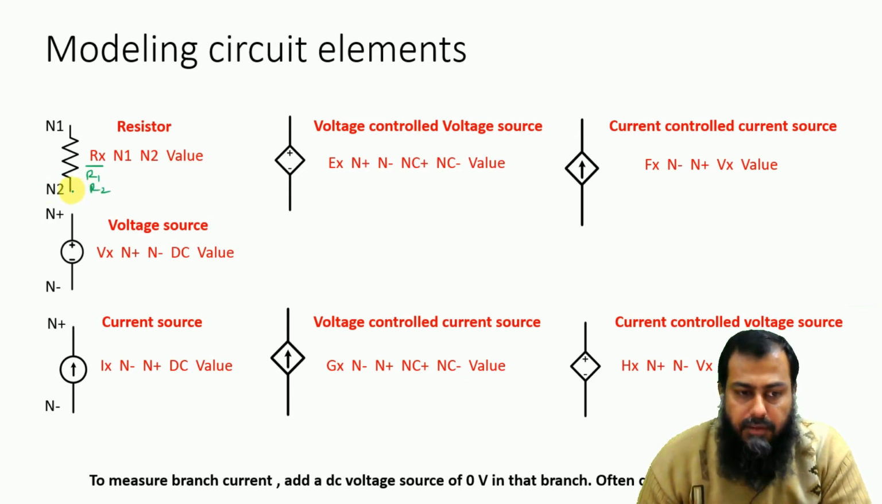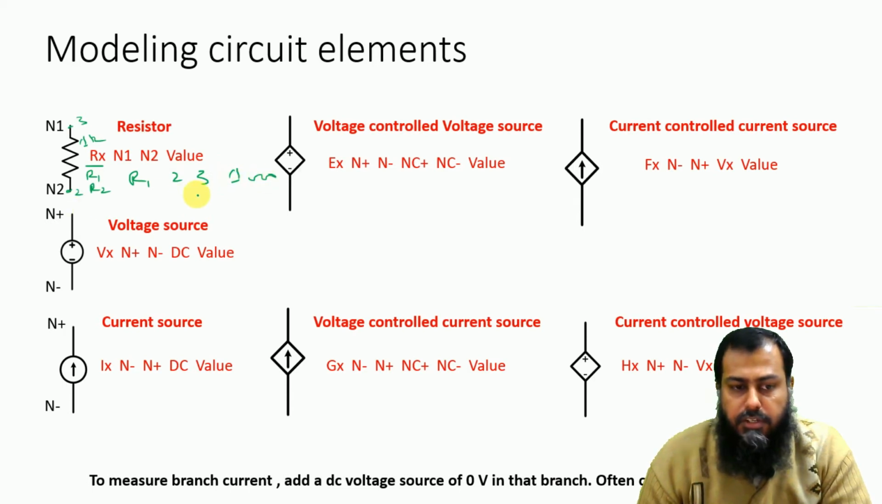So for example, if we have this node 2 here and we have node 3 here, and this is a 1 kilo ohm resistance, then I will write it as R1 connected between node number 2 and node number 3, and its value is 1000. So this is how we actually write down the values for a particular resistance.